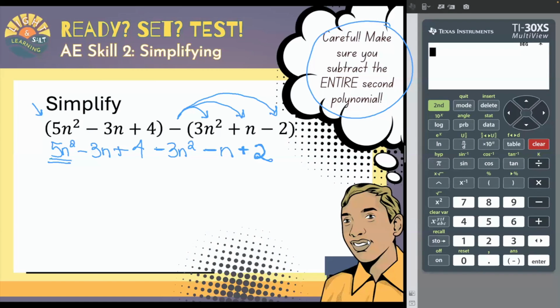I see a couple of n squared terms. So I have 5 of those n squareds. I'm going to take away 3 of them. I have 2 of them left, and 2 what? Well, I was adding and subtracting n squareds. There's still going to be n squareds.